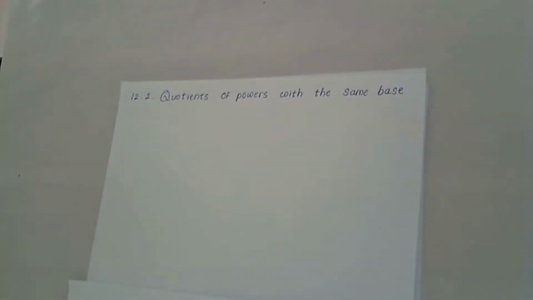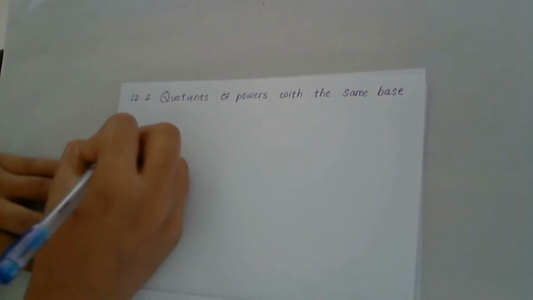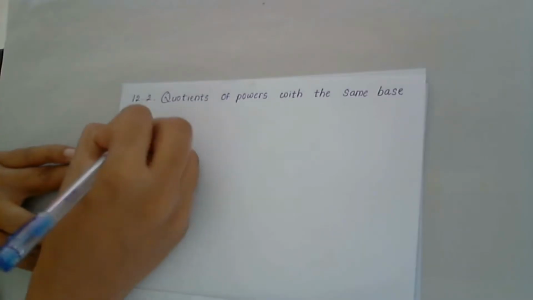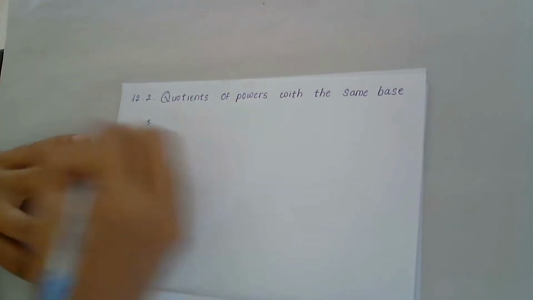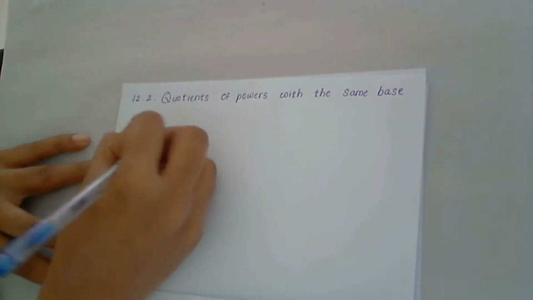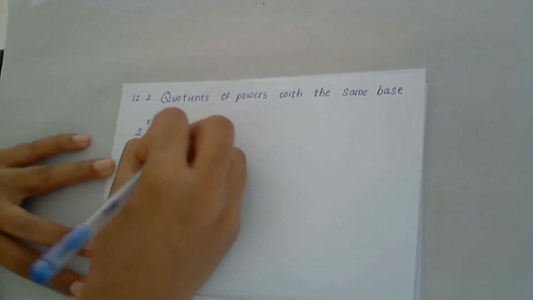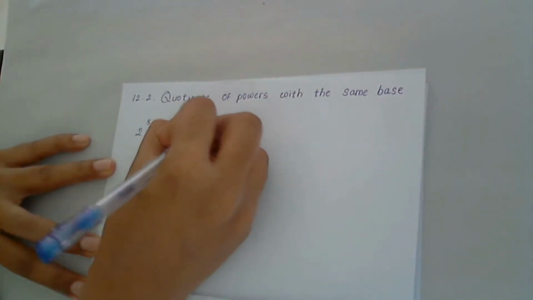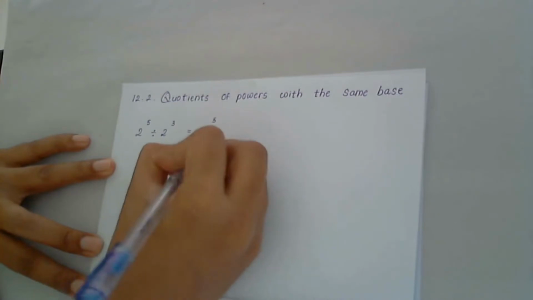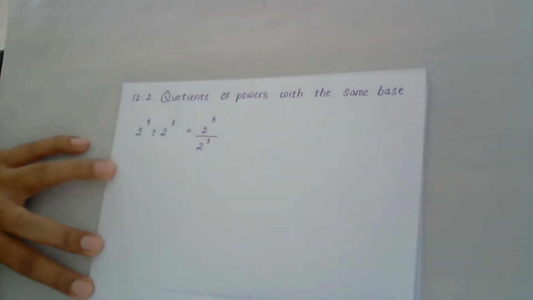Hello students, today we are going to discuss the subtopic number 12.2, quotient of powers with the same base. Now look at this example. I am going to divide 2 to the power 5 by 2 to the power 3. We can write this as 2 to the power 5 upon 2 to the power 3. We can write the division like this.